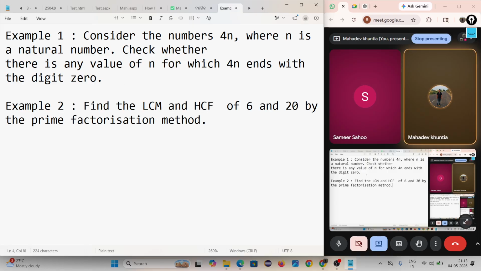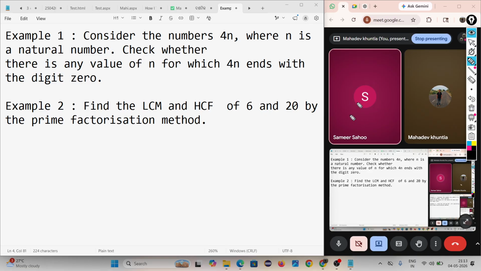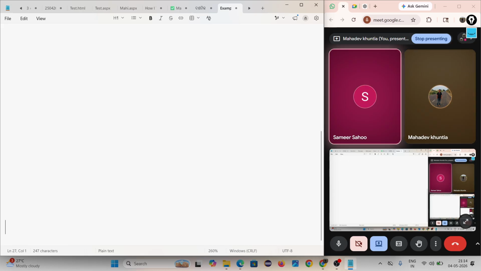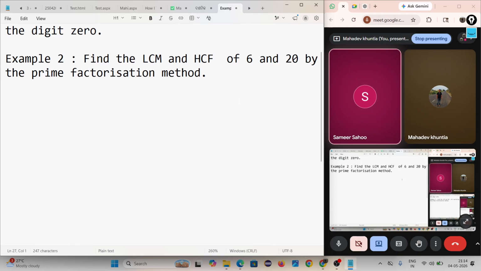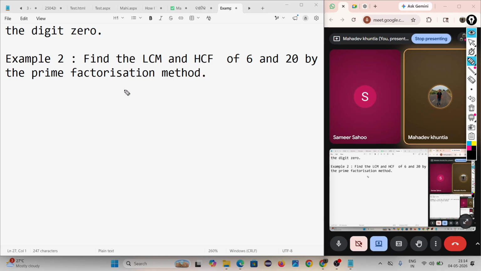Read example number 2. Find LCM and HCF of 6 and 20 by prime factorization. Okay. That is such an important concept. It is also a 2-mark question, or I think a 3-mark question. How to find HCF and LCM by prime factorization method. Look, there are various methods for finding LCM and HCF, like the long division method, the prime factorization method, and then finding by factors.